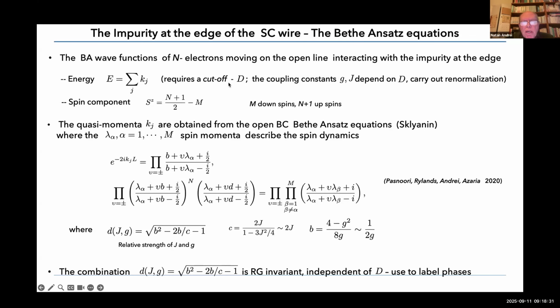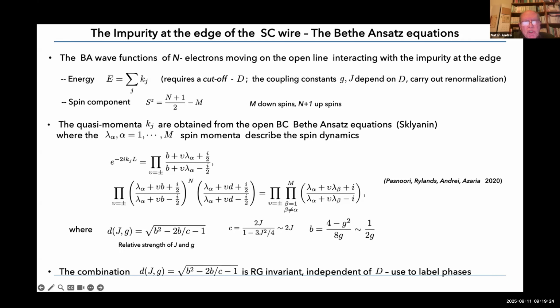Since it's linear, it requires a cutoff, which we call D, and the coupling constants G and J depend on the cutoff, and we have to carry out a standard renormalization, namely we take the cutoff to infinity, renormalize the coupling constants so that the physical quantities are held fixed and the theory does not depend on any details of the cutoff anymore. The spin component, Sz, is given by n plus 1 over 2 minus m, where m is the number of down spins, and n plus 1 minus m up spins.